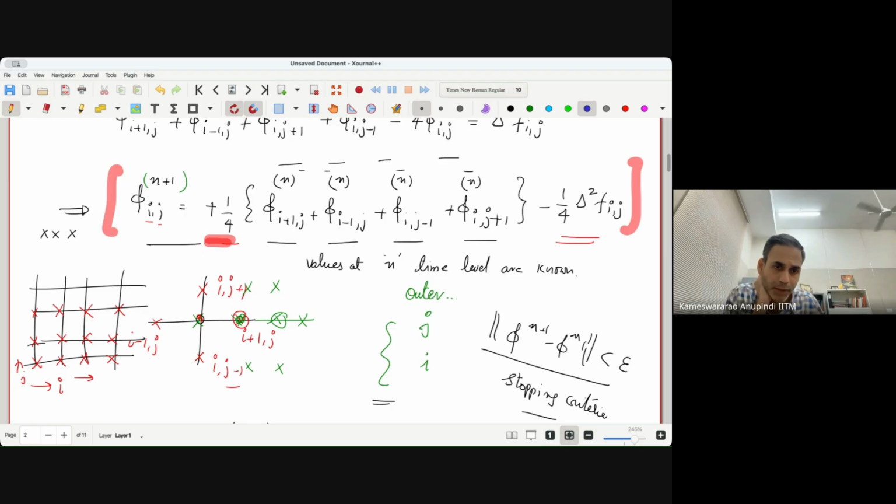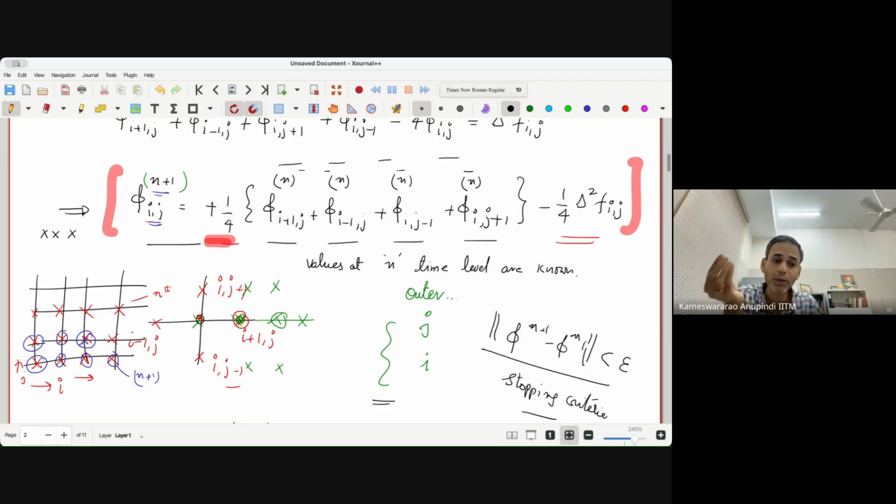When you want to calculate phi ij at n plus 1, let's say at this point, we realize that we have already calculated phi at the n plus 1 time level for all these blue circle points. The remaining points have not yet been calculated. The blue circle points are at the n plus 1 time level, and the red cross values are at the nth time level. Using the nth time level values, we have calculated the n plus 1 iteration.